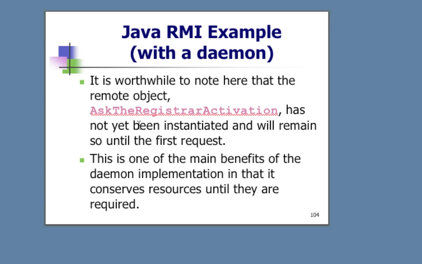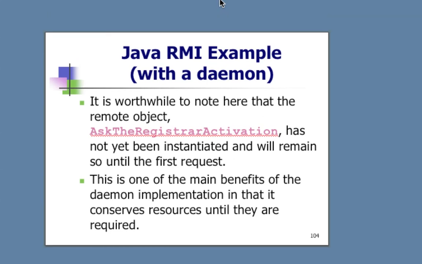This is one of the main benefits of the daemon implementation: it conserves resources until they are required. And in the previous example, the one that didn't work, we would have made an instance of that server object. The instance of the server object was not actually loading correctly. If it had loaded, we would have to do that for each one of the servers. If we were not using the daemon, we would have to register each one of them with the registry and make an instance of them before they were registered.